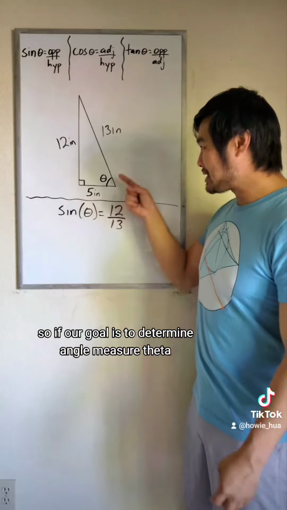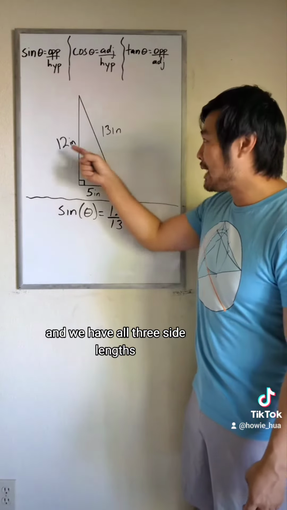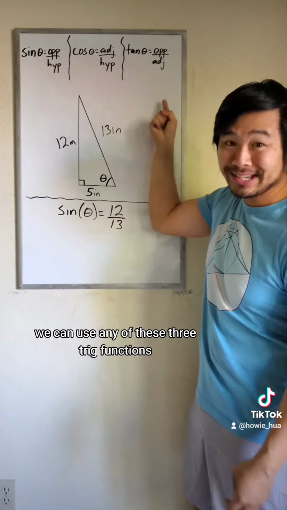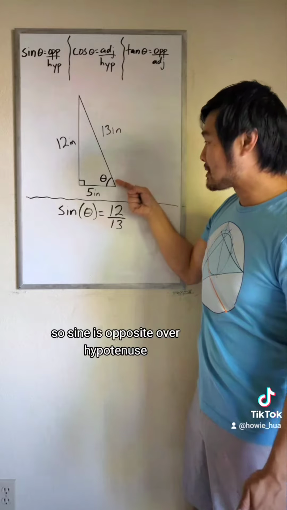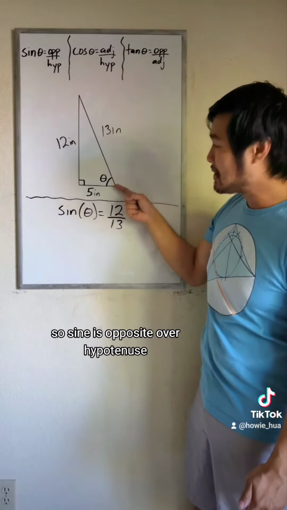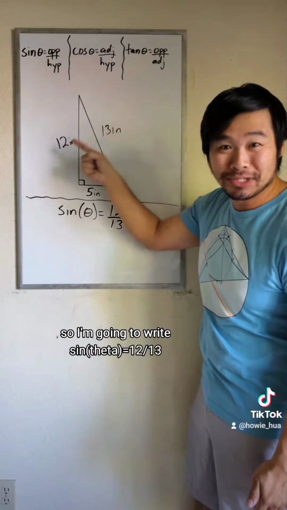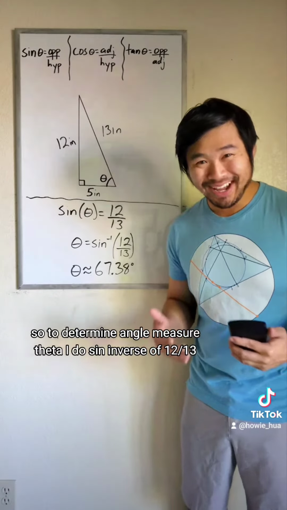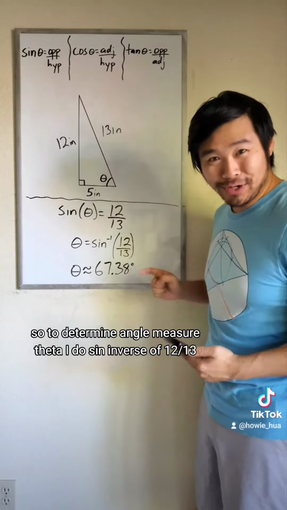So if our goal is to determine angle measure theta, and we have all three side lengths, we can use any of these three trig functions. I'm going to use sine. Sine is opposite over hypotenuse, so I'm going to write sine of theta equals 12 over 13. To determine angle measure theta, I do sine inverse of 12 over 13.